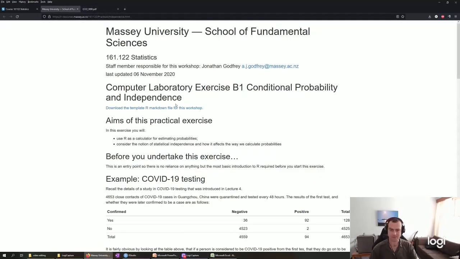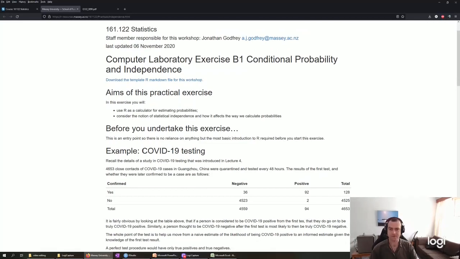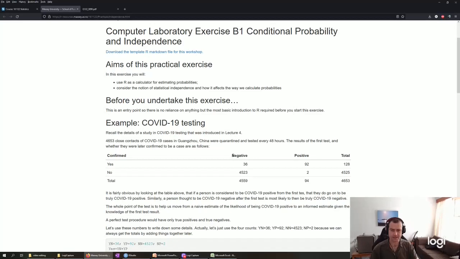So the example we've been given is this example on COVID-19 testing. And of course there's two parts to it. One is the initial test that people were given. Did they initially test negative or test positive? And then later those people were then retested with a more thorough test and confirmed to either have the virus or not have the virus.